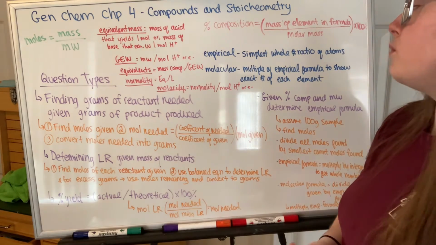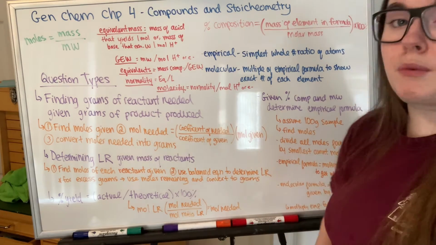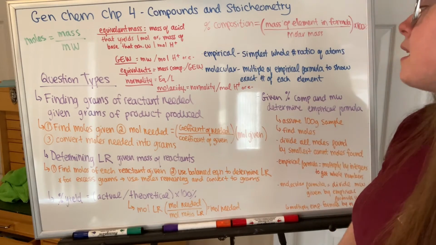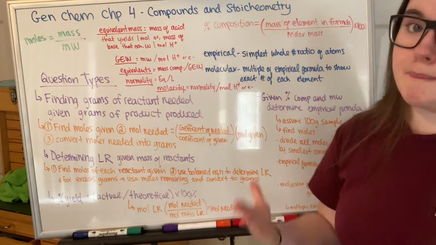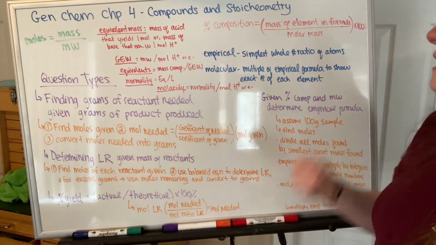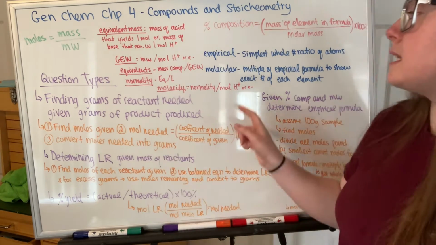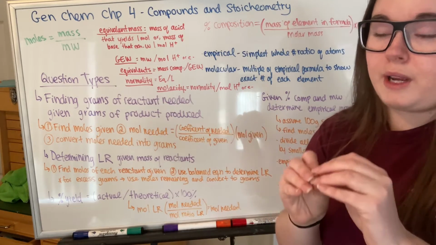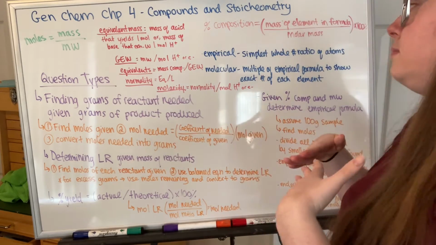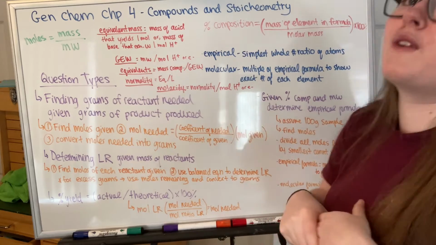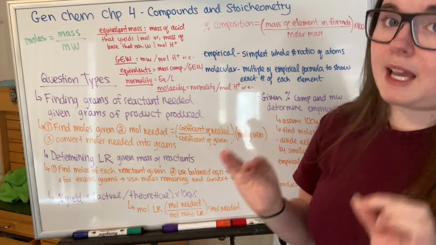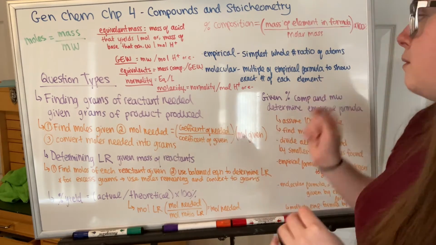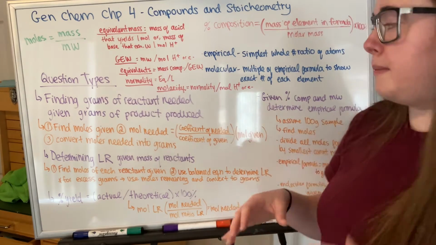So the empirical formula is the simplest whole number ratio of atoms, while the molecular formula is a multiple of the empirical formula to show the exact numbers of each atom. So basically the empirical formula is just a simplified, or in the simplest whole number ratio of the molecular formula. But the molecular formula is what tells you exactly what is in that compound.